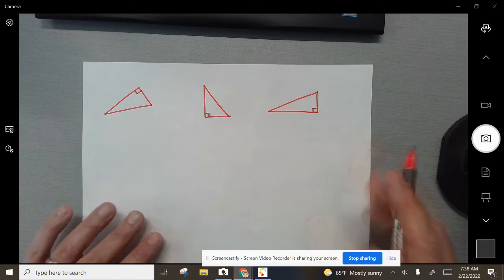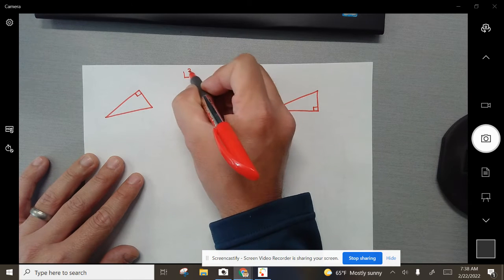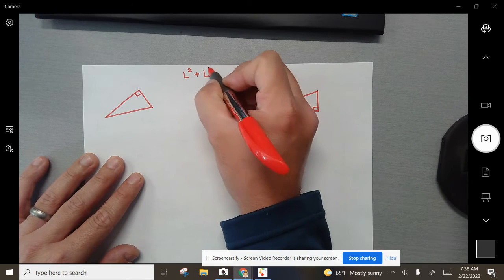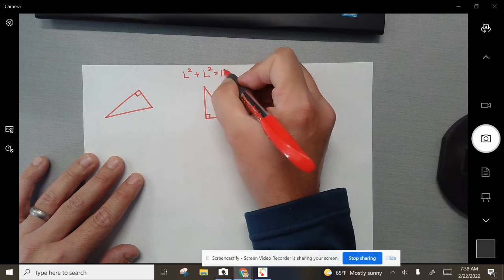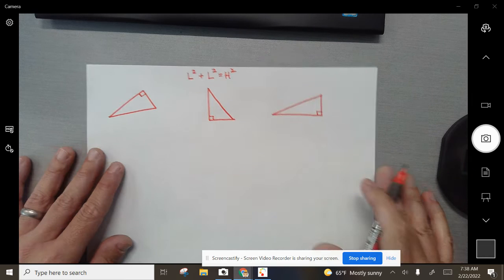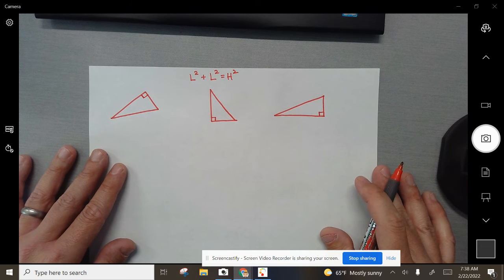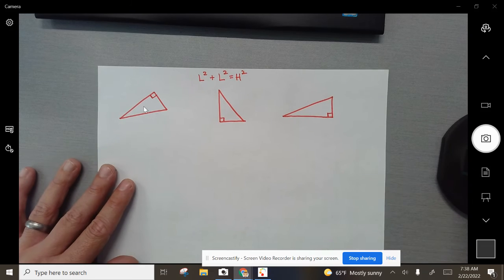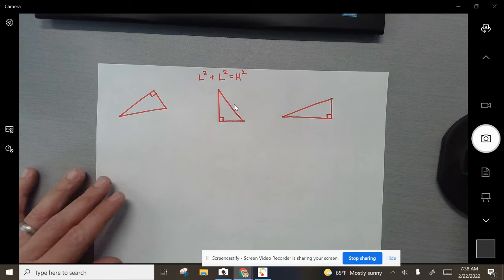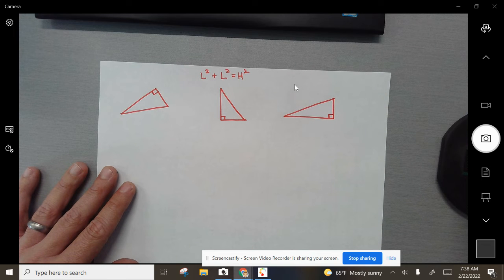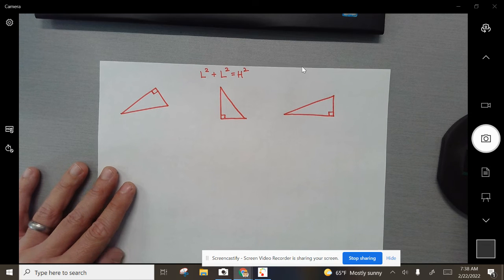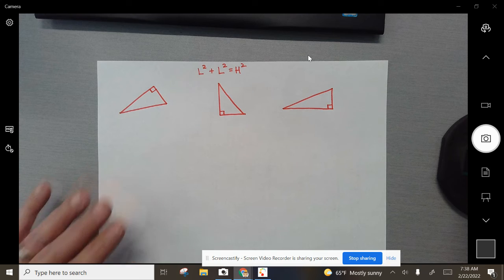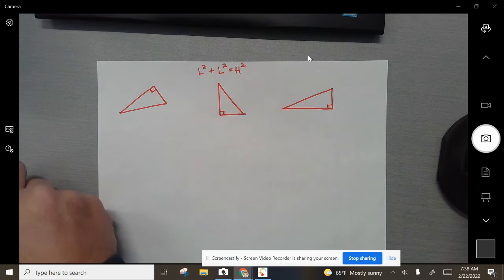So this idea, we know the formula. Go ahead and write it up here again. Leg squared plus leg squared equals hypo squared. Okay, we're comfortable with that. We just had a quiz on that. Now, the converse idea is almost working backwards. I want you to write this question down. I'm going to use a different color, but you can write it down wherever you like.